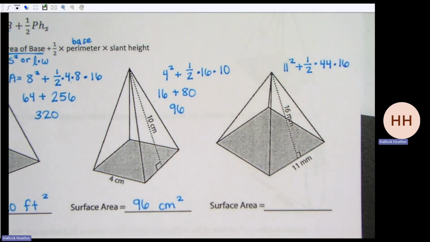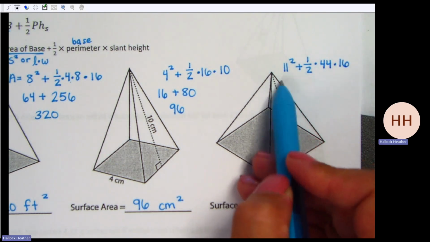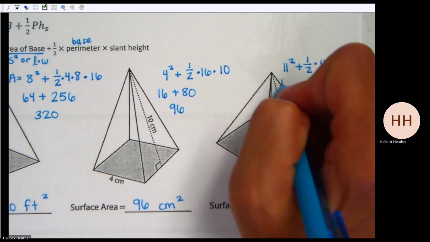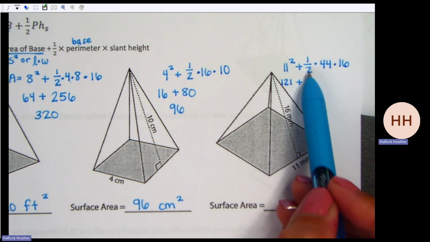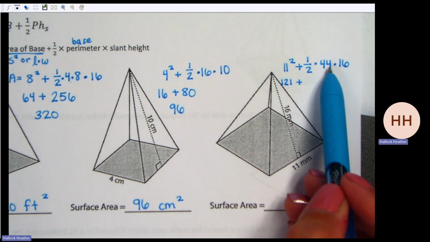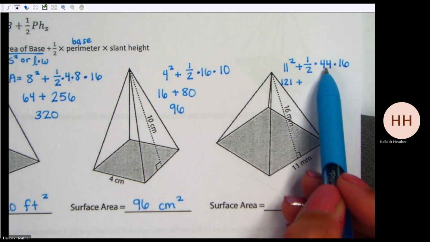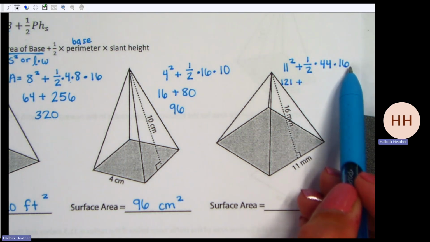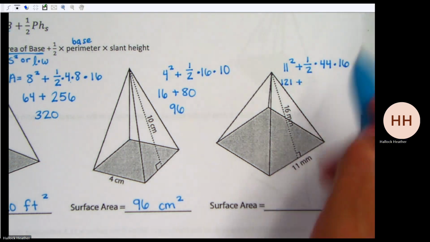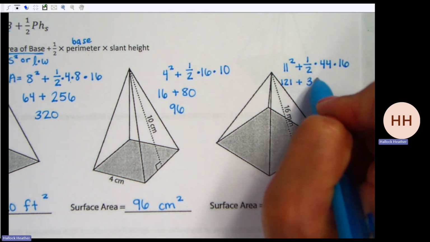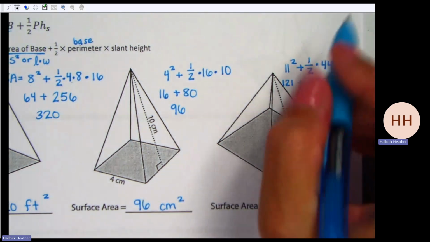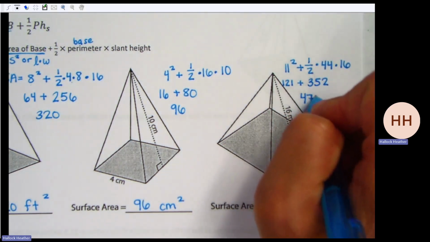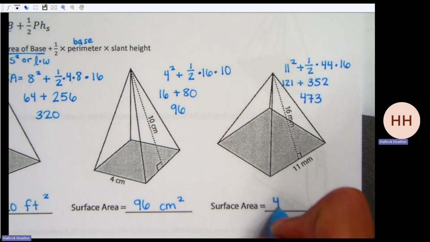11 squared gives me 121. If I take 0.5 multiplied by 44, I get 22. 22 times 16, what am I bringing down? 352. And then if I add them together, I get 473. Did we get that?